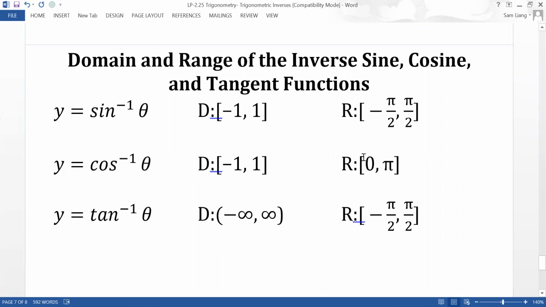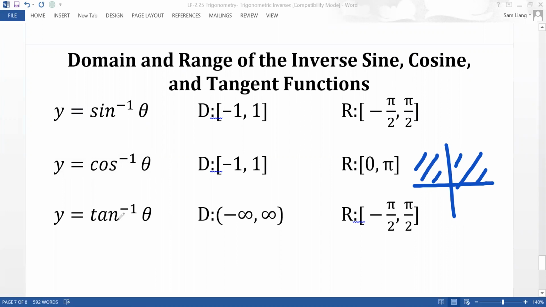The range is going to be different for arc cosine. If you think about inverse cosine, we need to consider positive and negative values. Cosine is positive in quadrant 1 and negative in quadrant 2, so that would be 0 to pi here.